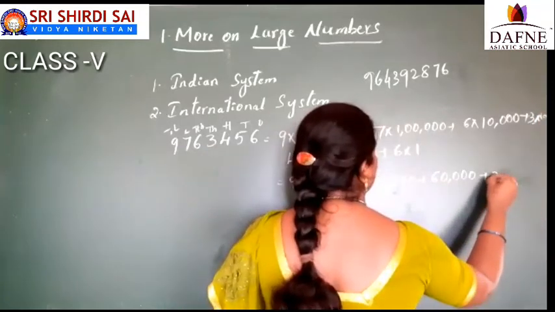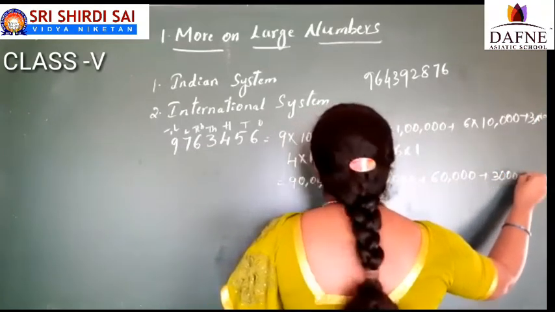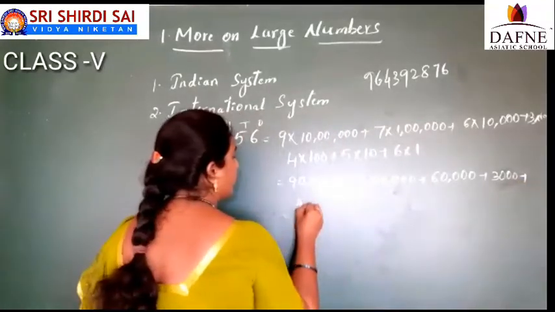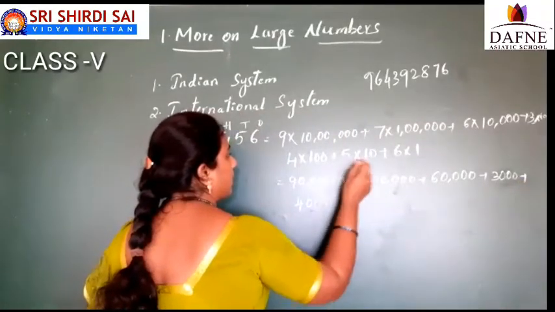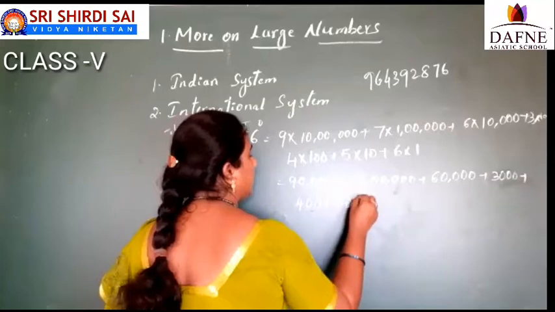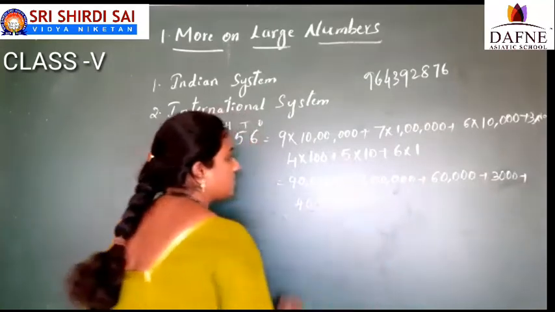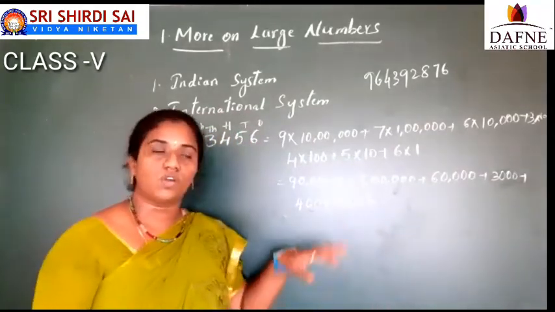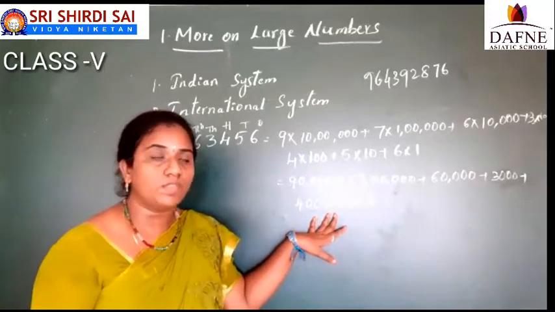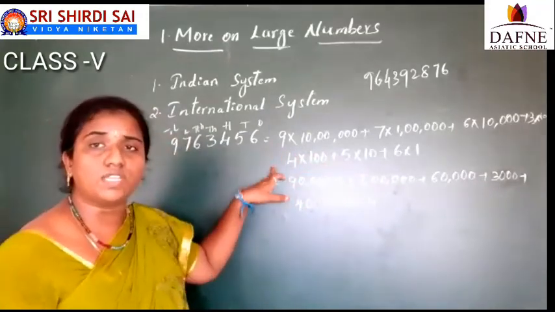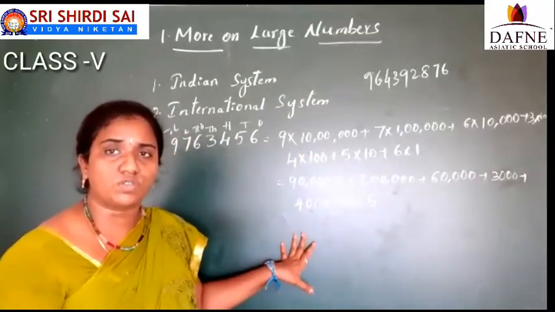So 3 into 1000 is 3000. So 4 into 100 is 400, plus 5 into 10 is 50. 6 into 1 is 6. So now, have you understood how to write the expanded form? First, these 2 steps you must write. Must and should, you have to write these two steps.